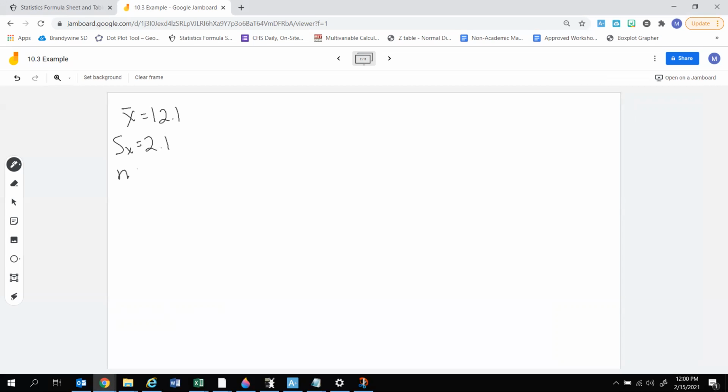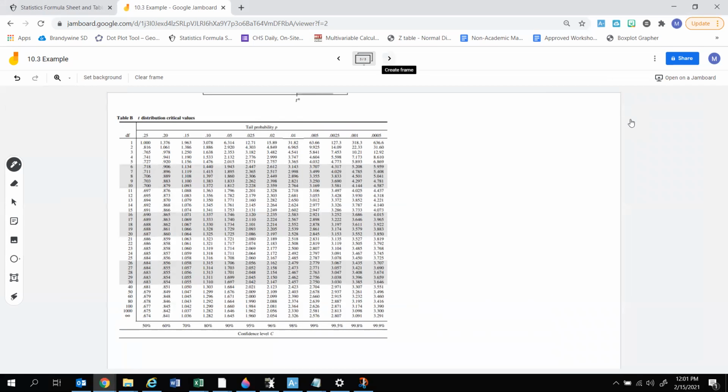Our sample size is 7. Let's talk about critical values for a second. We have a level of significance of 1%. That was given to us in the question. Our degrees of freedom is sample size minus 1, so 6. To get our tail value, we look at 6 degrees of freedom and a tail value of 1%, our level of significance, and that meets up right here. So we have a critical value of 3.143.